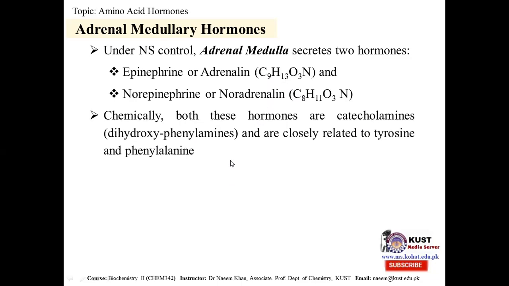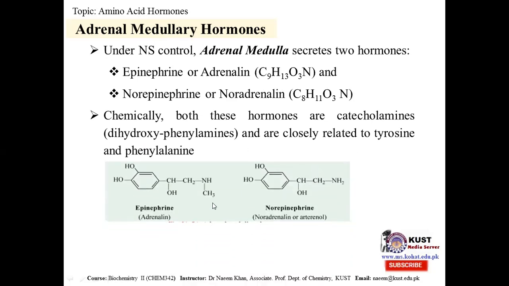As we highlighted at the start, the hormones included in this class are similar in structure to amino acids, so they are called amino acid derivatives or amino acid hormones. These two hormones released by the adrenal medulla, epinephrine and norepinephrine, are both dihydroxyphenylamines and they have structural resemblance to tyrosine and phenylalanine. Here we can see, if we remove this part, this is phenylalanine. So this is the phenylalanine derivative.